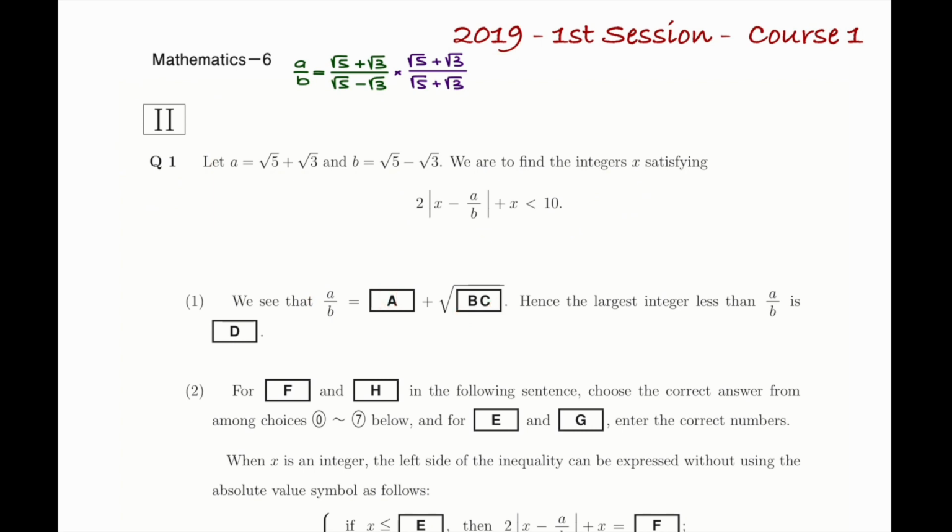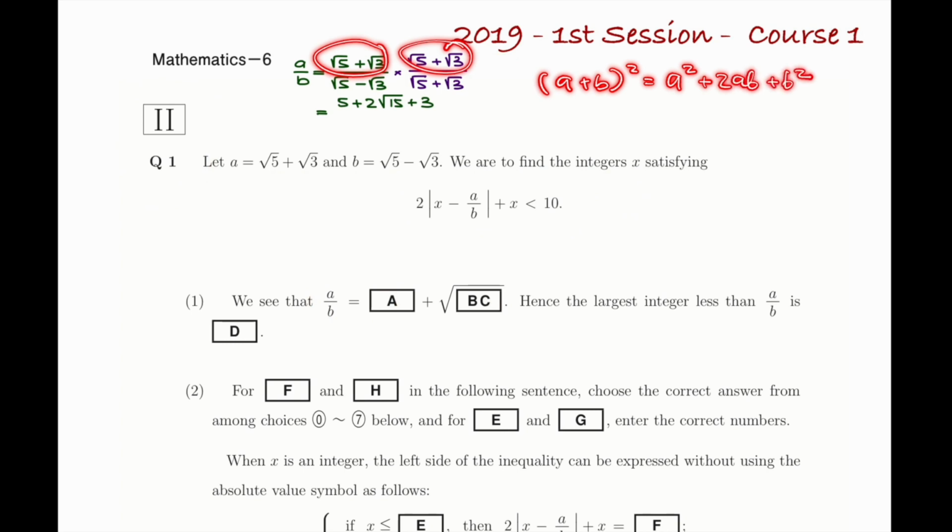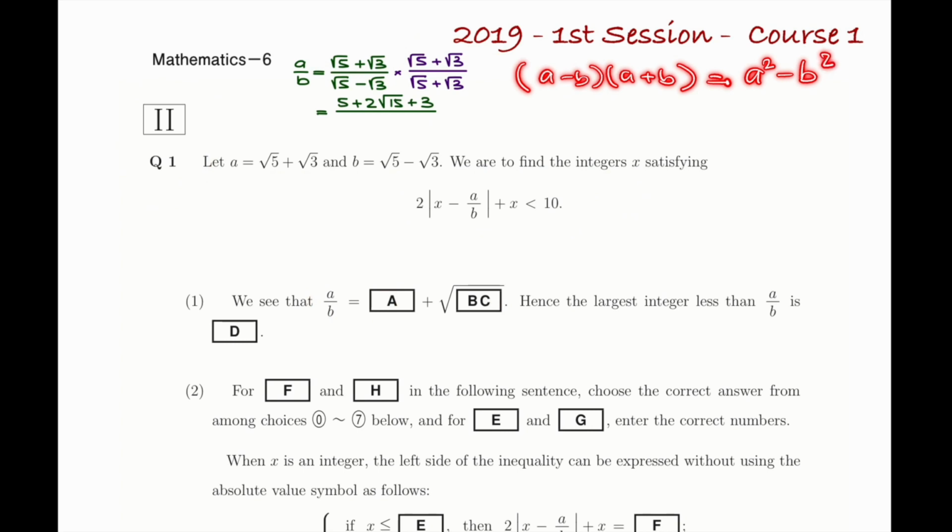For the numerator, I got 5 plus 2 square root of 15 plus 3. This is a plus b times a plus b. A plus b squared is equal to a squared plus 2ab plus b squared. Then I got this expression. And then for the denominator, I have a minus b times a plus b. If you expand this, you will obtain a squared minus b squared.